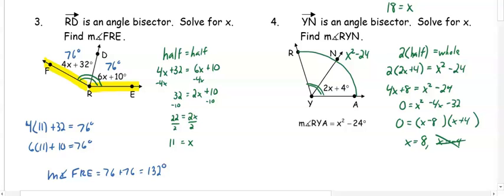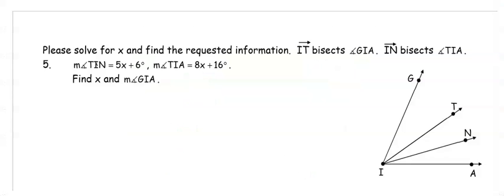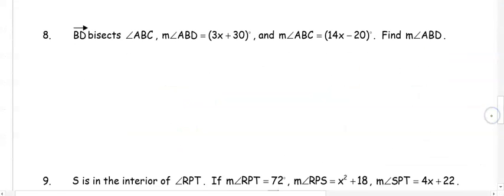Then we want to find angle RYN. So remember that RYN is also a half angle, so it's the same as AYN. It's also 2x plus 4. And we know x, so the measure of angle R. Please solve.